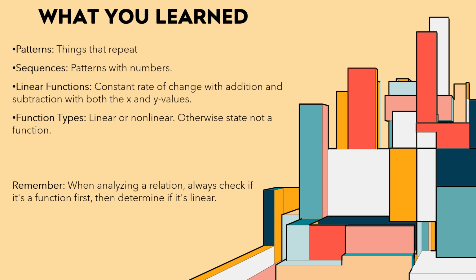Just remember, when analyzing a relation, always check to see if it's a function first, and then determine if it's linear. So if it's a test question and it says, is this function linear or nonlinear? Well, first check to see if it's a function. If it's not a function, you'll say not a function. You can save yourself some work. And then you look for a constant rate of change through addition and subtraction among the x values. And then you look for a constant rate of change through the y values. So now you should know enough to practice.